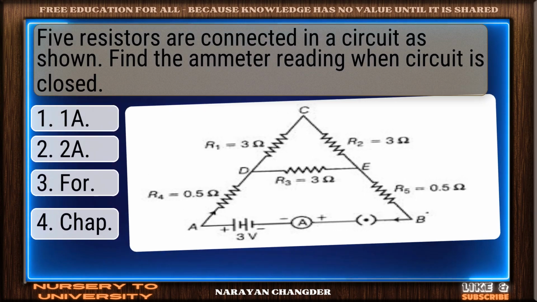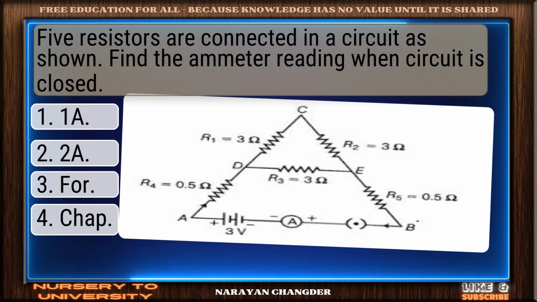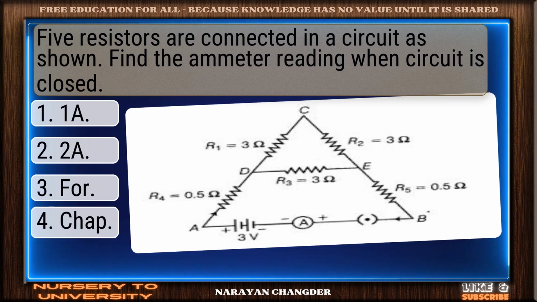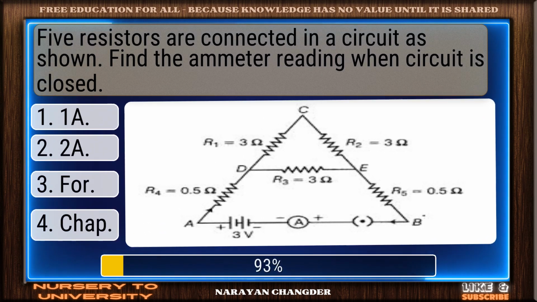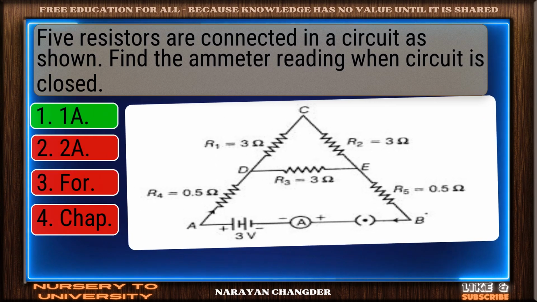5 resistors are connected in a circuit as shown. Find the ammeter reading when circuit is closed. Sharp thinking. 1A is right.